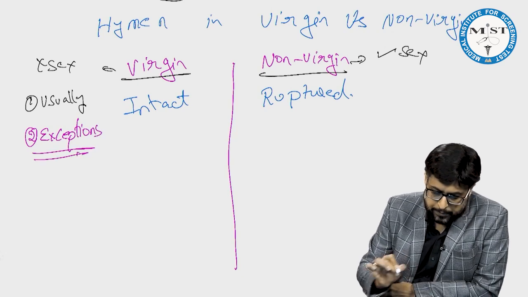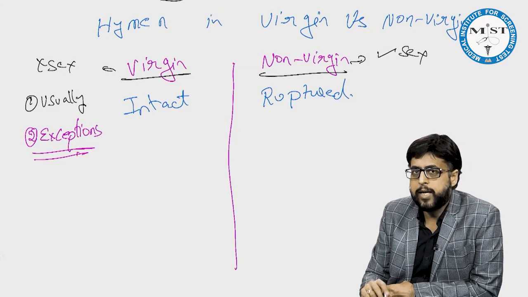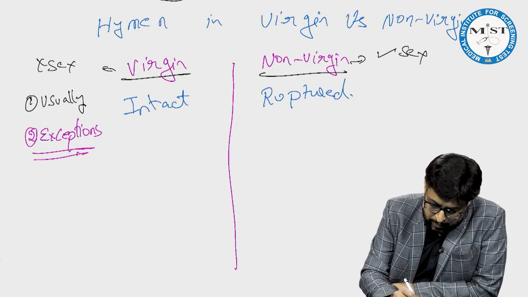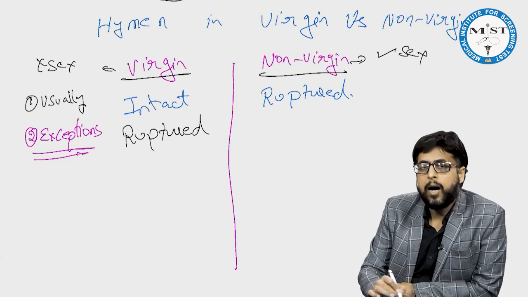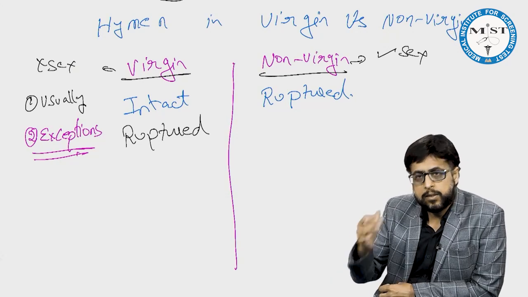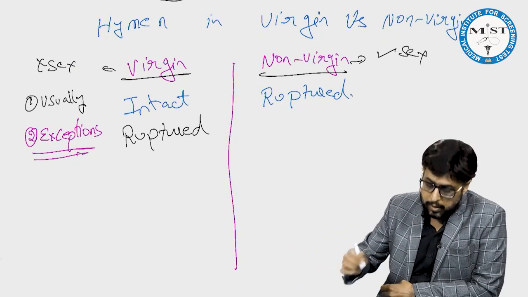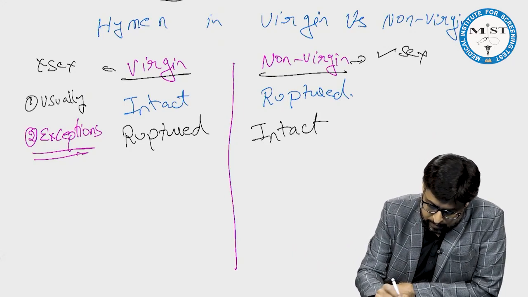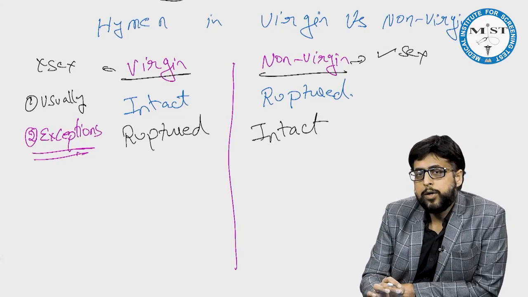What are the exceptions? Exceptions means the girl is a virgin, she never had sex, but still the hymen is ruptured due to some other reason. And the second is the girl is non-virgin, she had sexual intercourse, but still the hymen is intact. These are exceptions. So, can you tell me which one do you call false virgin?